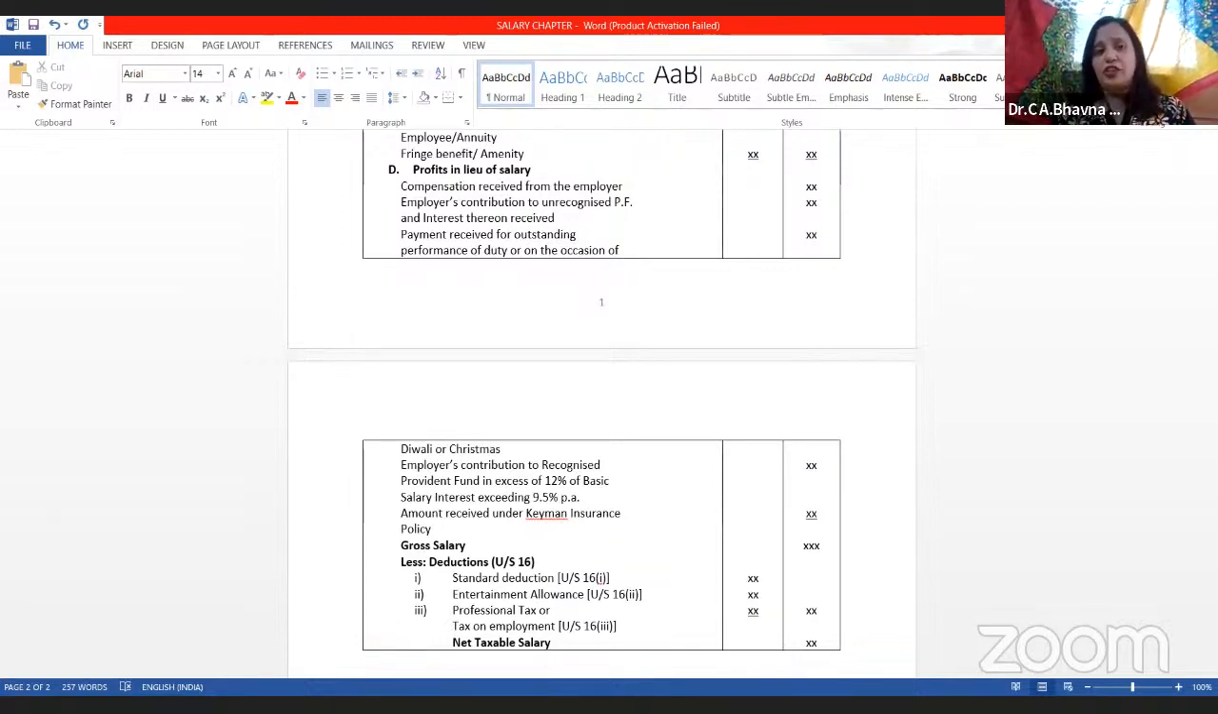Now, what are the deductions available from income from house property? If your property is SOP, the gross annual value is nil. Net annual value is also nil. If your property is let out property, the gross annual value would be calculated as I showed in the last slide. If it is deemed to be let out, then also it would be calculated as I showed in the last slide. Coming to the deductions.